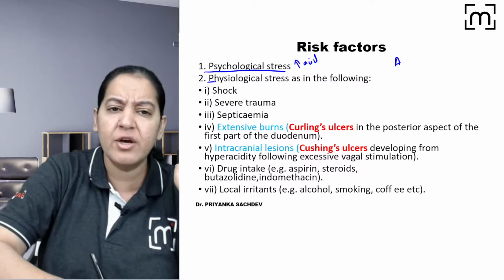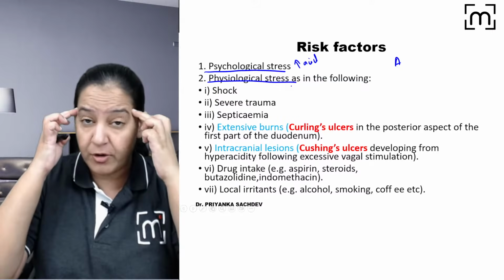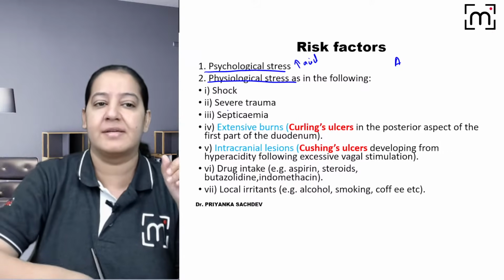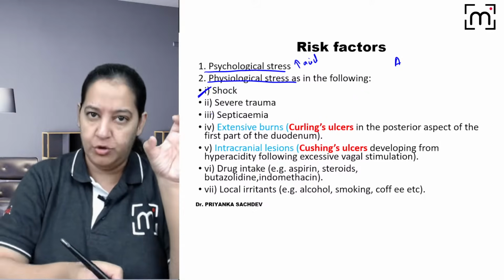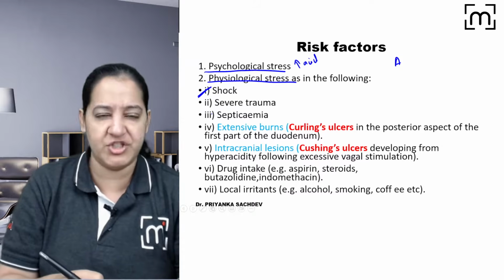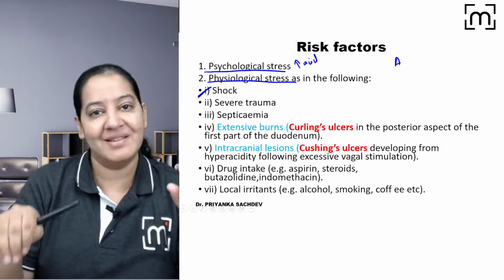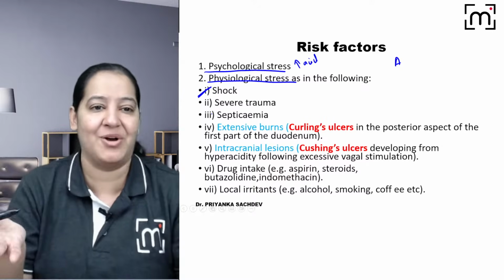The second reason is physiological stress. It is not psychological stress from the mind. Physiological stress is stress on the body due to some other factors, like the person is going into shock due to cardiogenic shock or hemorrhagic shock, whatever. So the body is not getting blood, so all organs will be under stress. That stress is not psychological, that is physiological, right?